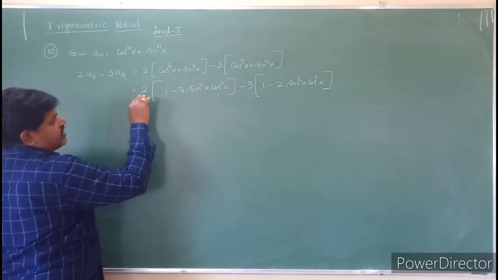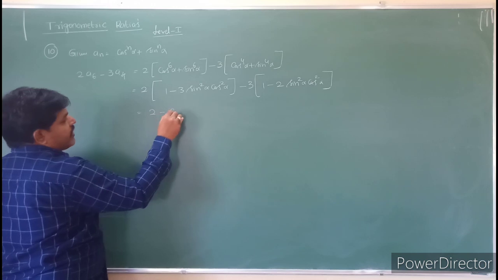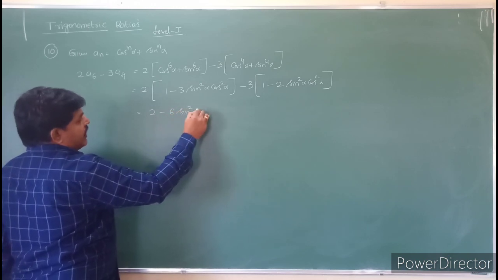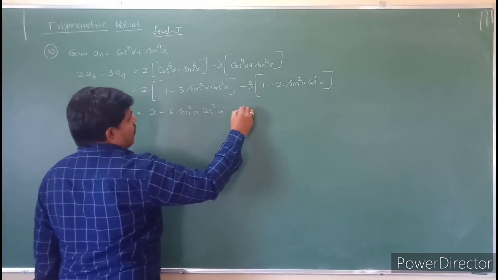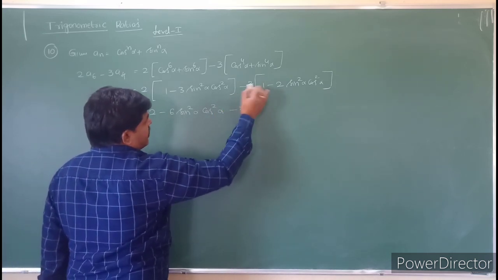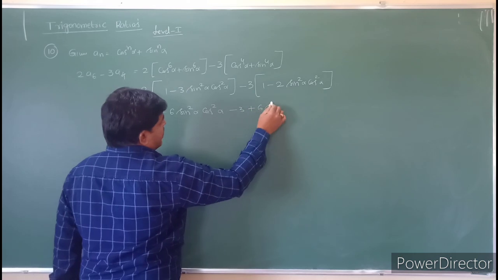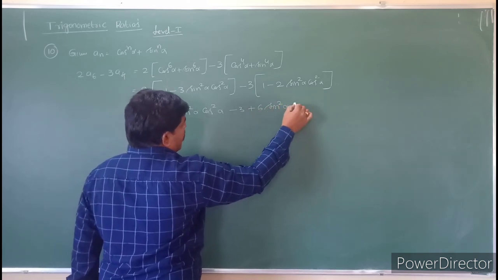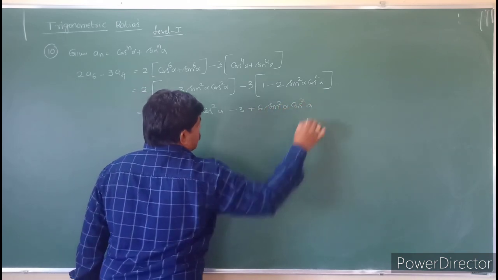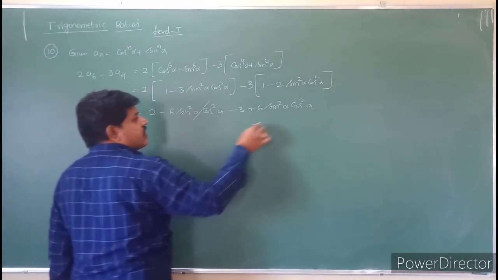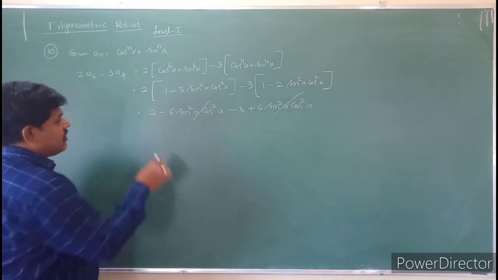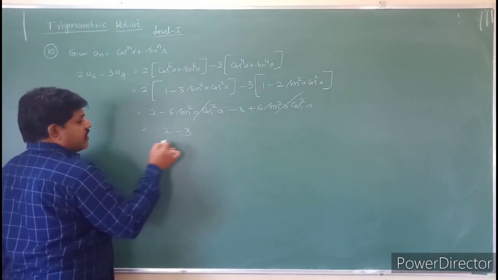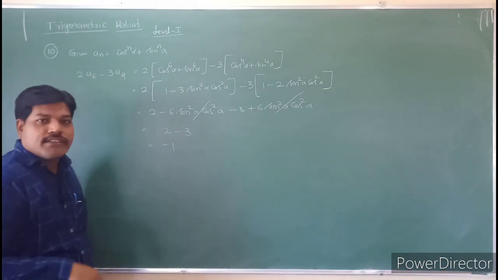Okay, that implies just multiply with 2, students. 2 minus 6 into sin square alpha cos square alpha. Multiply with minus 3, minus of minus gives plus 6 into sin square alpha cos square alpha. So minus 6 sin square alpha cos square alpha plus 6 sin square alpha cos square alpha will be cancelled. So you will get the same 2 minus 3, that is equal to minus 1.